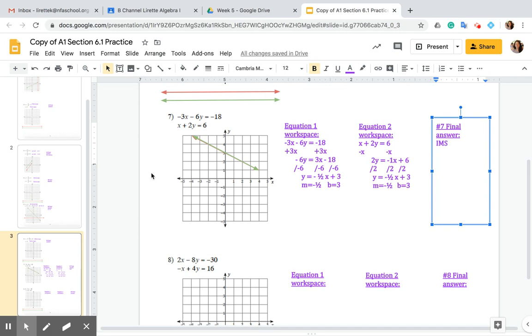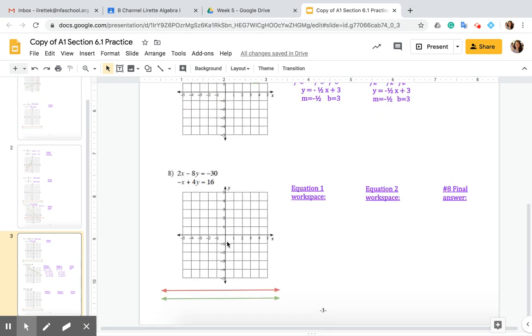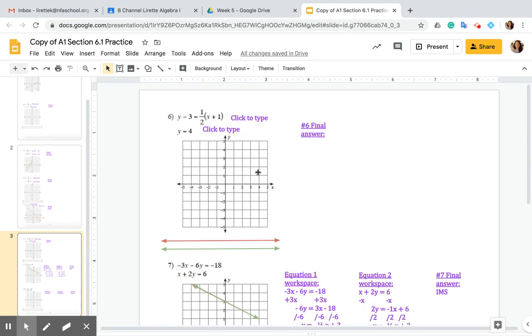Use number 7 to guide you through number 8. Okay, if you run into any issues where you can't do this worksheet because a couple of people were running into that problem, please let me know as soon as possible. I'll try and make a copy of it, try and find some sort of solution.